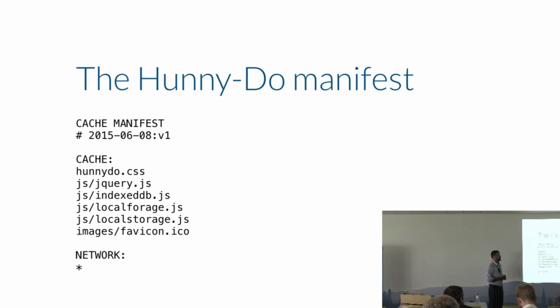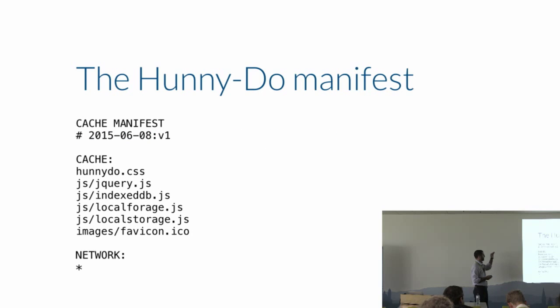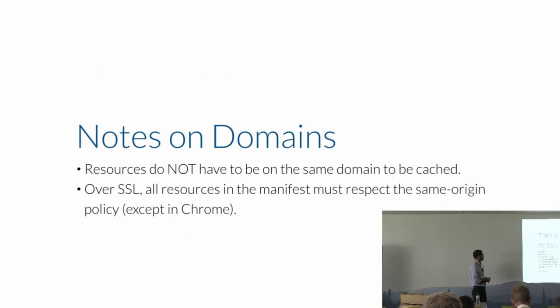So looking at the honeydew manifest, which is the example, you can see that we have the cache manifest with a comment, and then the list of the files, and finally this network section is to say that anything that we're not listing, just assume that it's available on the network, and don't worry about it.